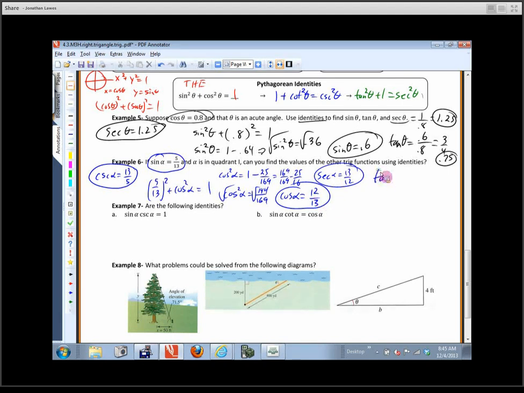So the tangent of that angle is going to be the sine 5/13 over the cosine 12/13. And again, what's cool about this is if I flip this over and I multiply, that's going to be a 13 on the top and a 12 on the bottom. So that means that the tangent of that angle is equal to 5/12. And if I've got that one, I've got its reciprocal, the cotangent, 12/5. Didn't draw any pictures, just relied on the identities to figure those out. Okay, are there any questions?